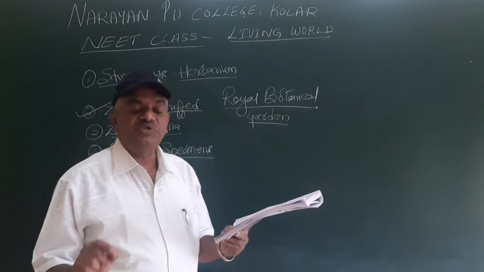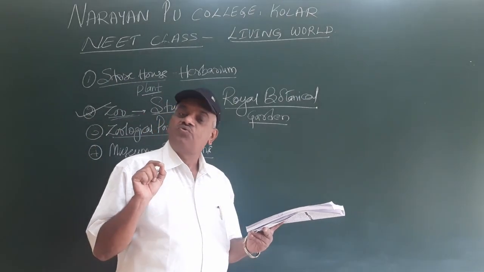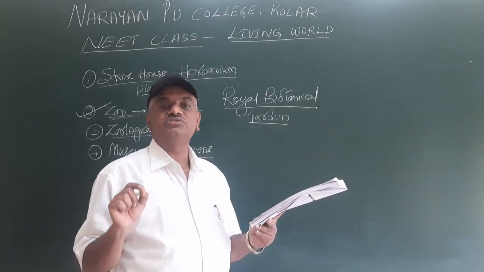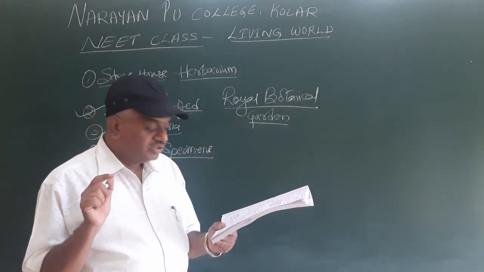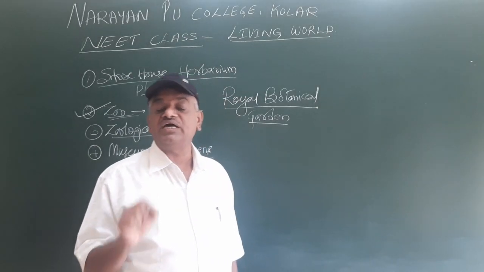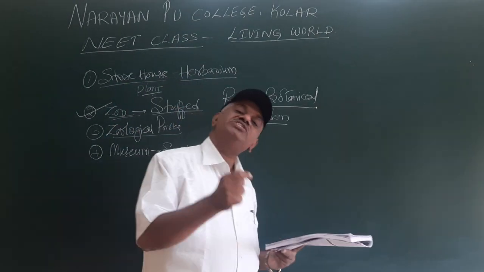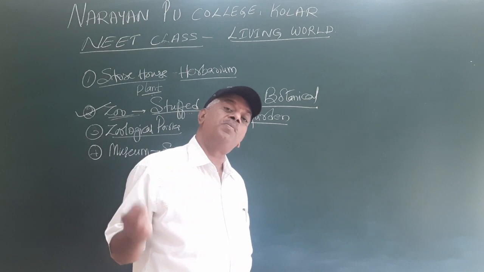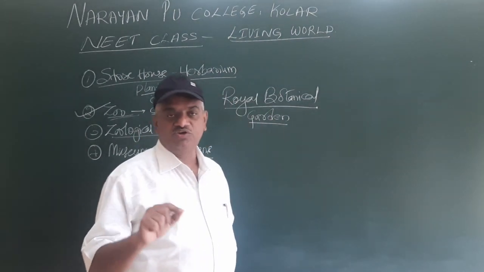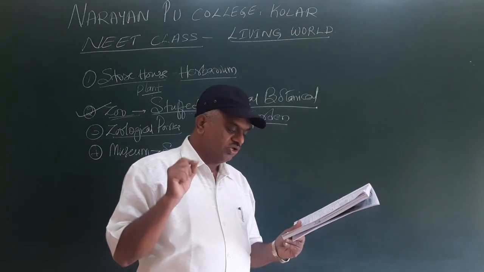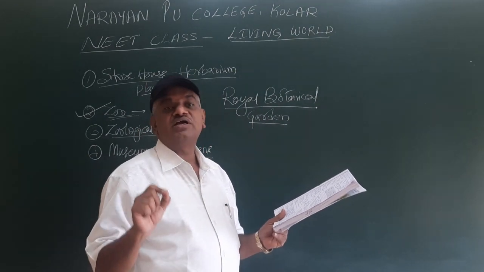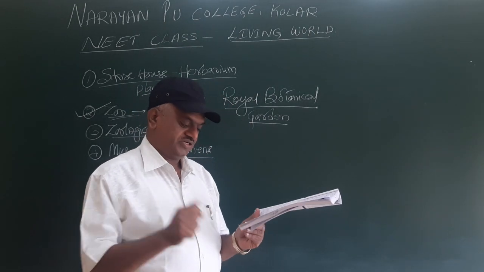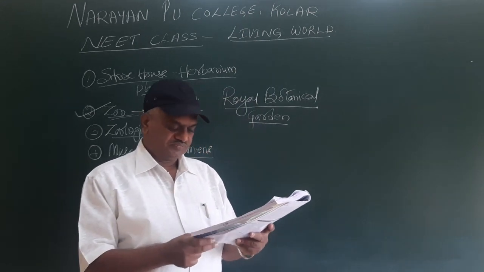First option division, second option family, third option order, and fourth option class. So here the question is a group of genera. A group of genera always gives rise to a family. As we know that species is the lowest rank, a group of species will be the genus, and a group of genera will be the family. So the right option is family. The second option is right.